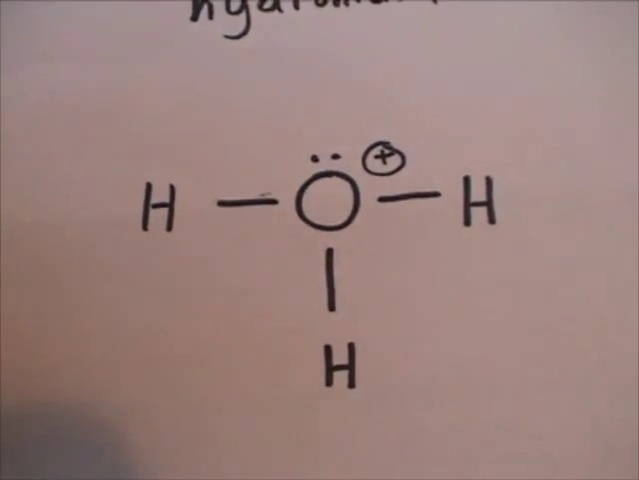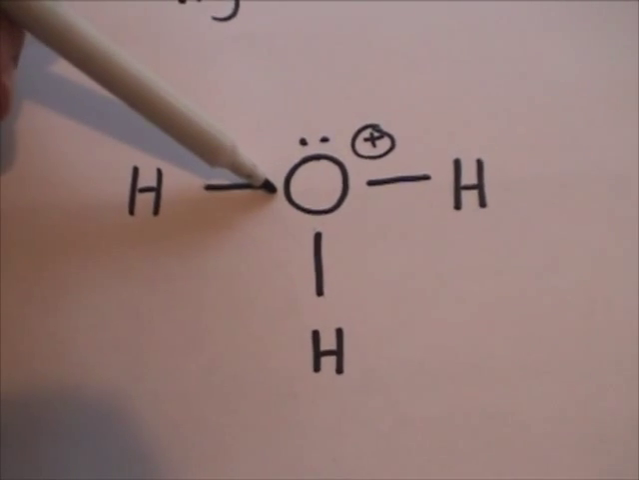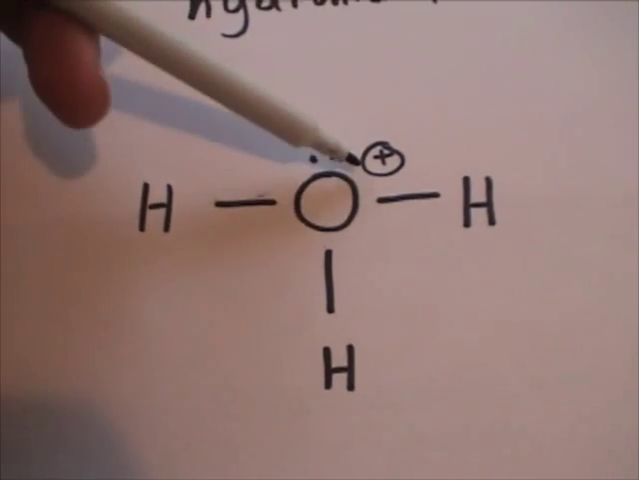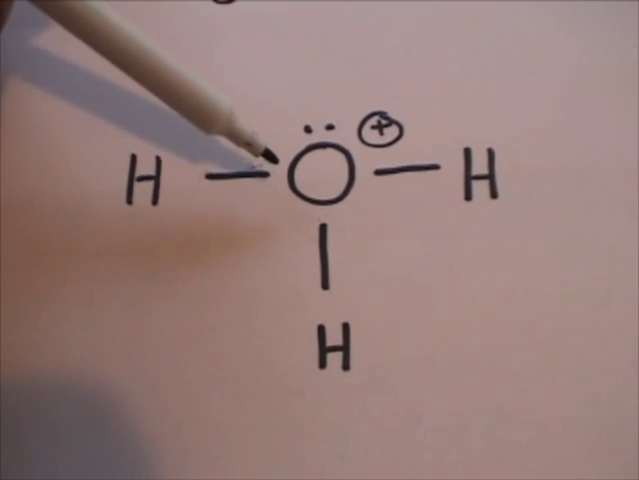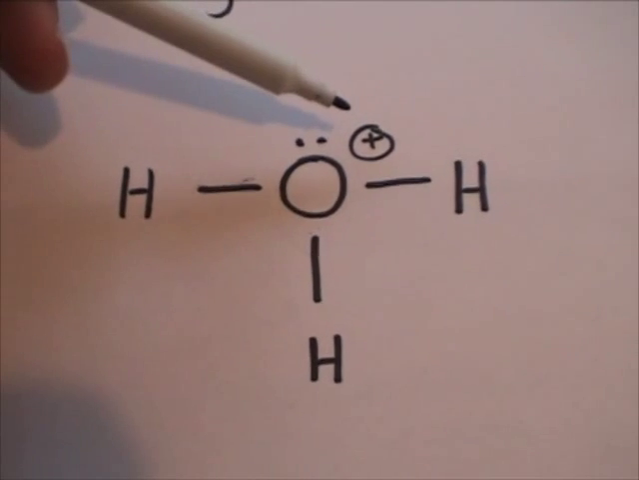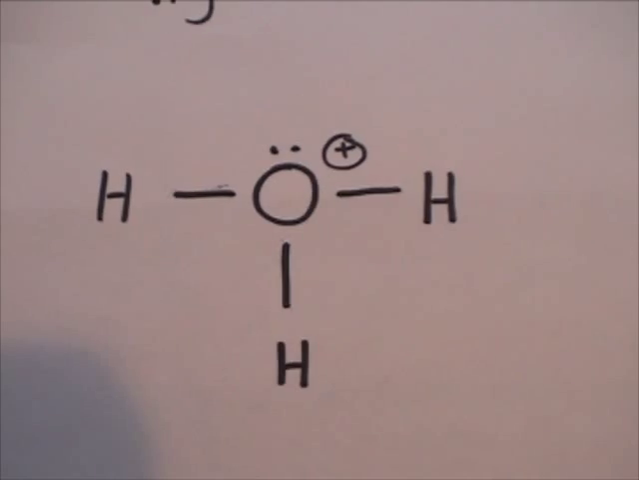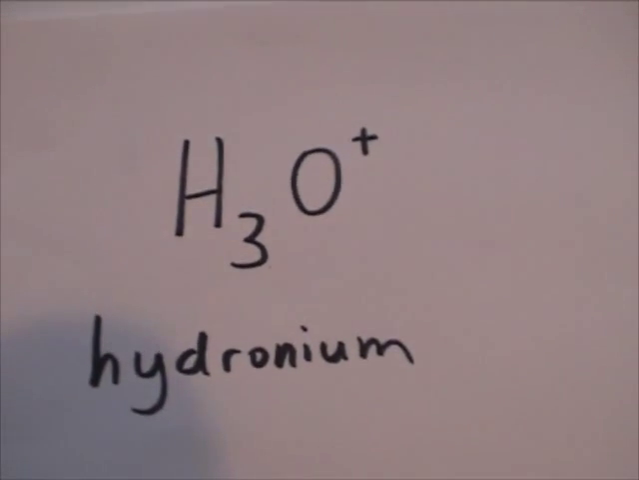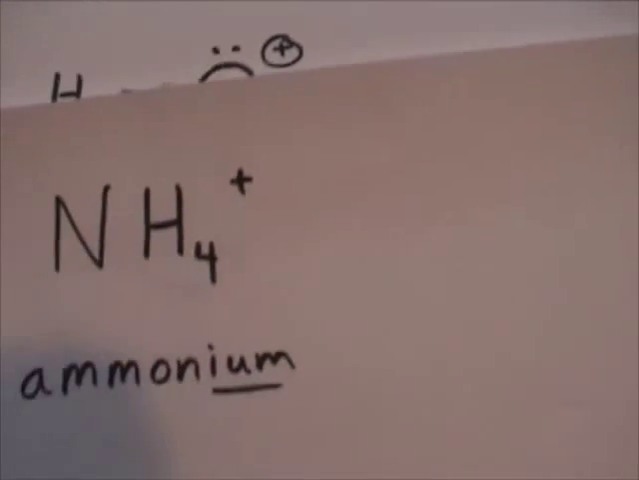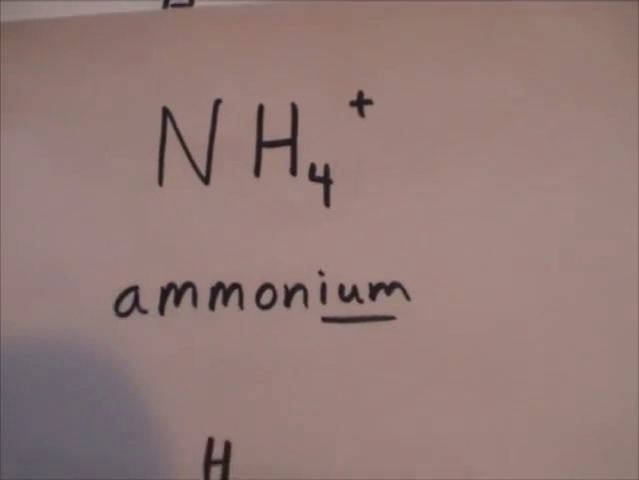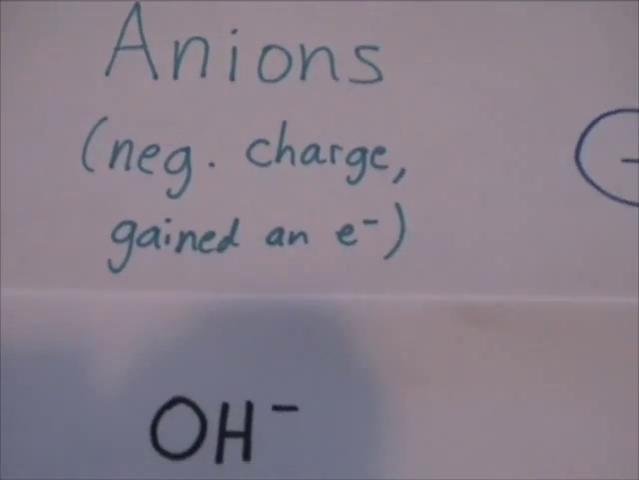It's got its complete octet, but when you're assigning a formal charge, you just count 1, 2, 3, 4, 5 electrons directly around the oxygen. It should have had 6. Electrons are negatively charged, so we have lost 1 electron. It has a positive formal charge. Hydronium, H3O+. And those are the two very common polyatomic cations, ammonium and hydronium. Now let's look at some of the polyatomic anions.